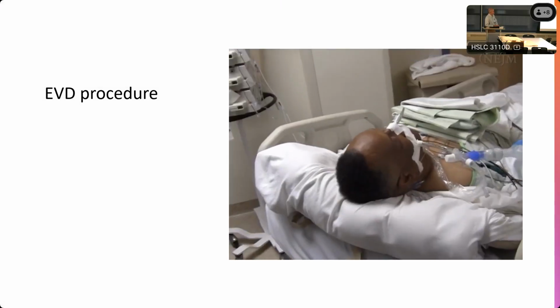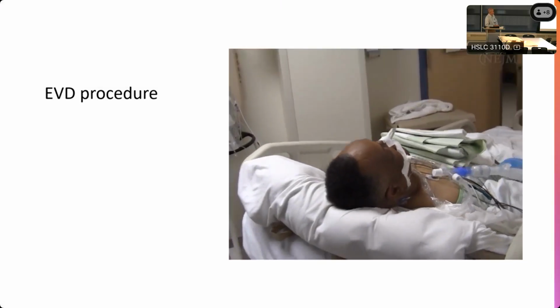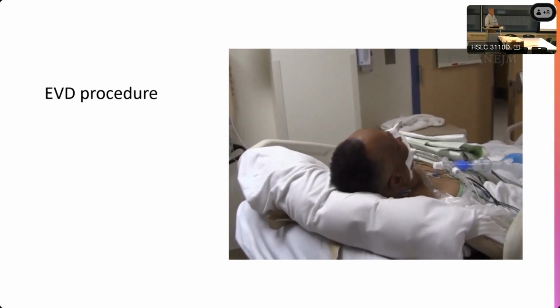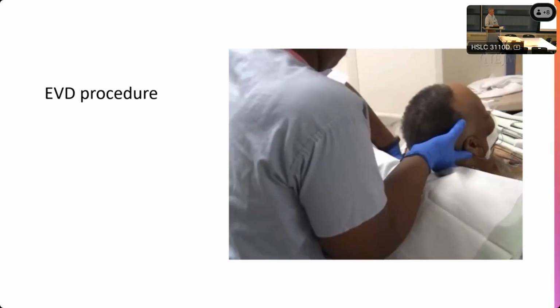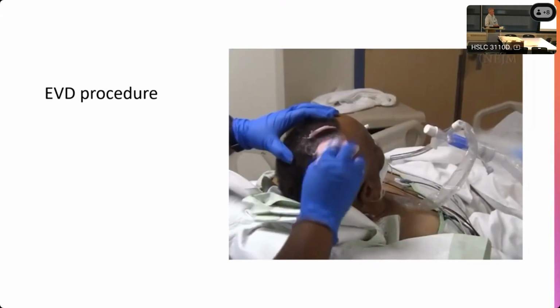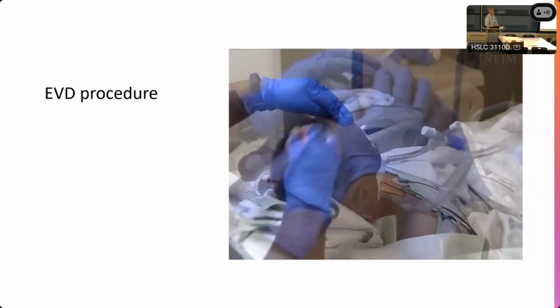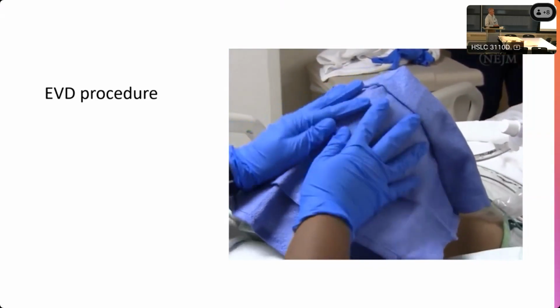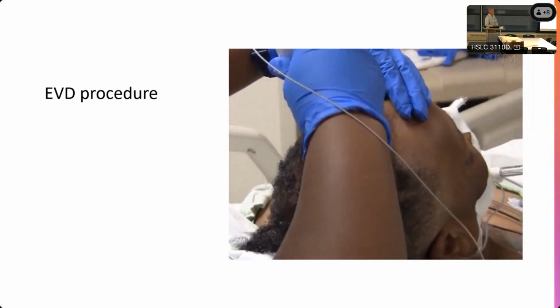After putting on non-sterile gloves, place the patient in the supine position, with the head of the bed angled at 45 degrees. Place the absorbent pad underneath the patient's head. Wash the patient's scalp with soap and water and dry it with the towel. Shave the hair on the right frontal scalp liberally.